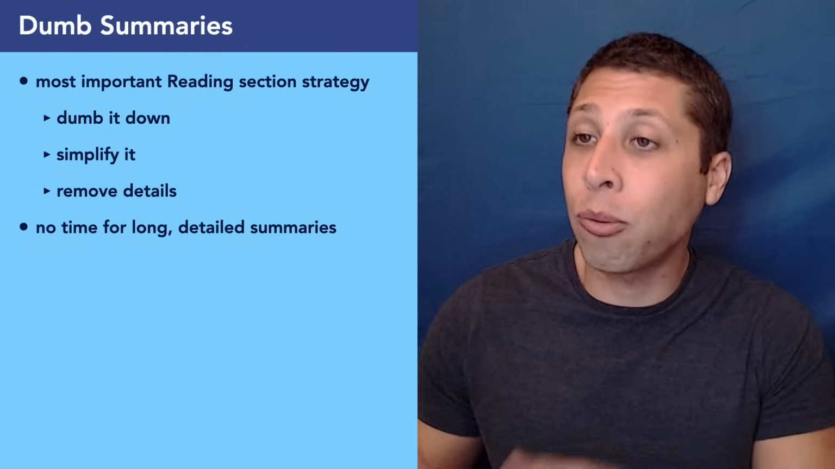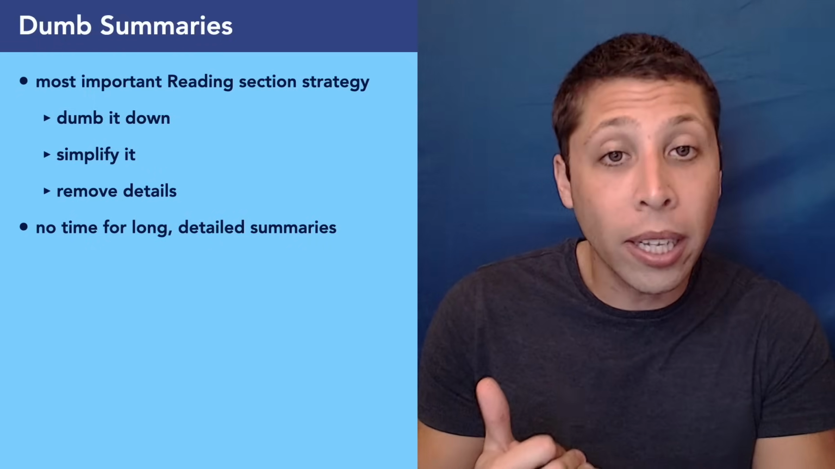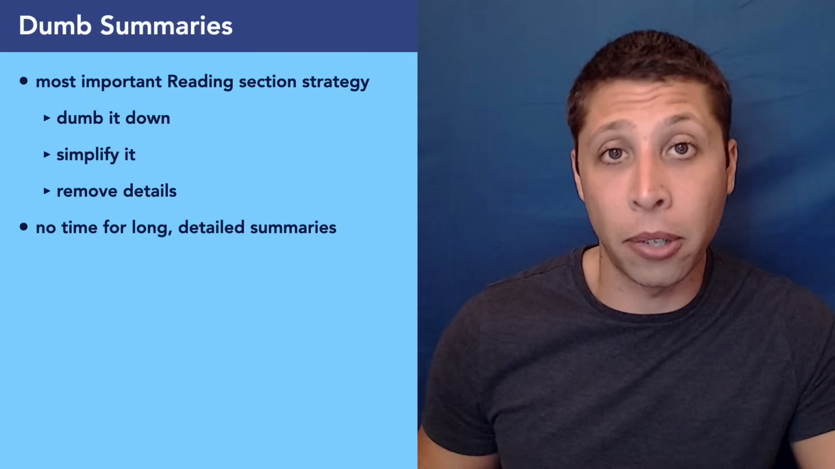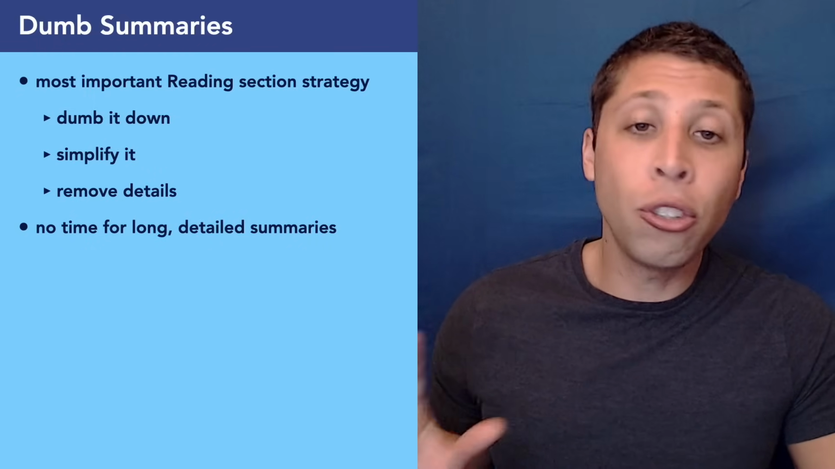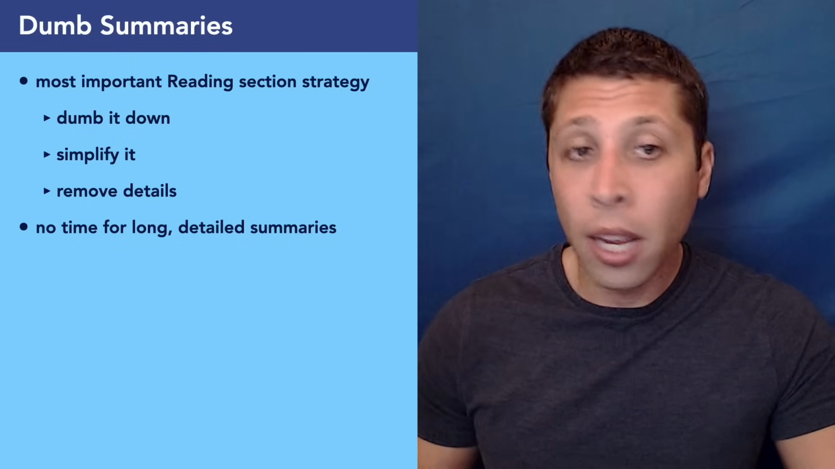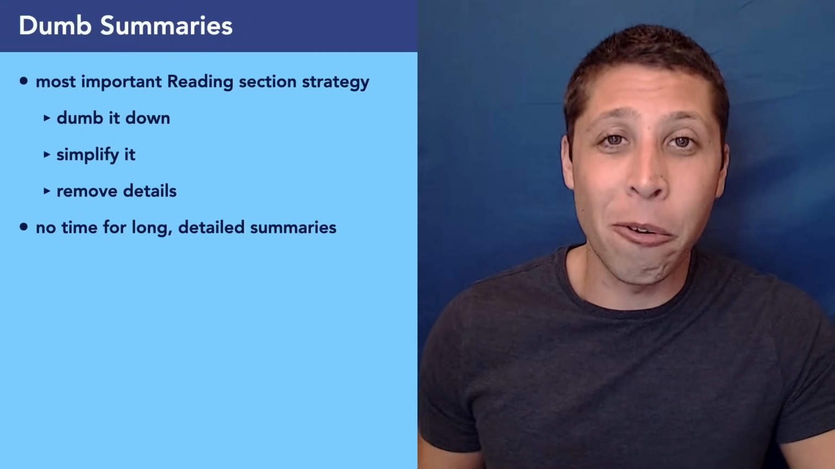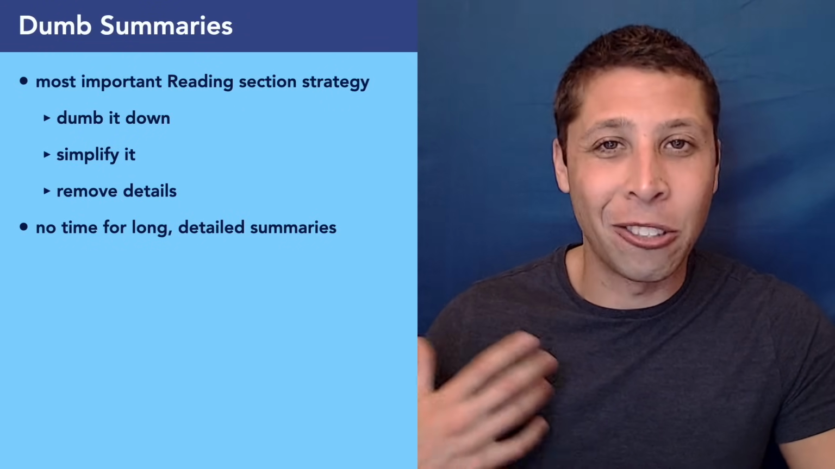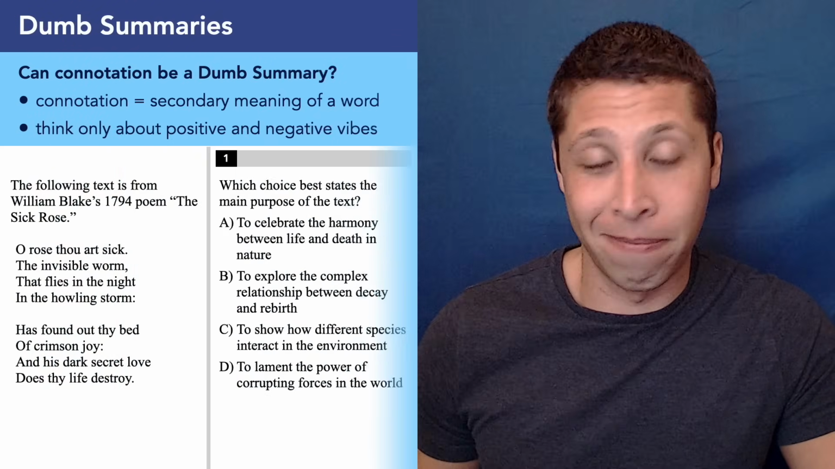We have to move fast. We have to cut to the core of a passage really quickly and confidently, and dumb summaries let us do that. So let me show you how a dumb summary would work using a question that I know would make most people groan, a 200-year-old poem, okay?